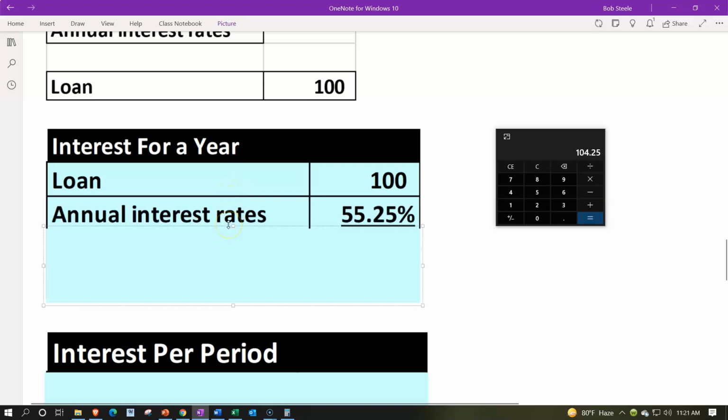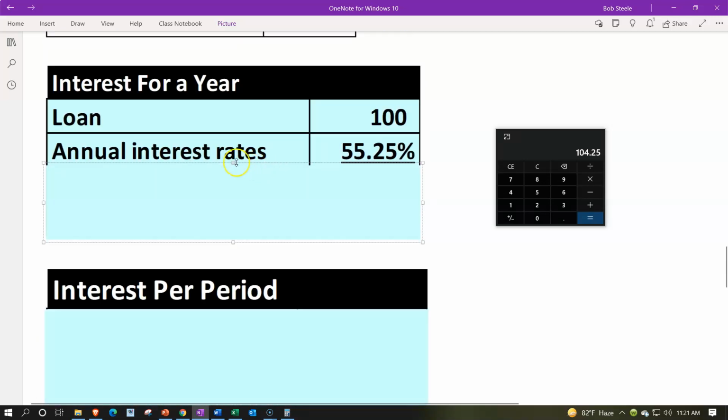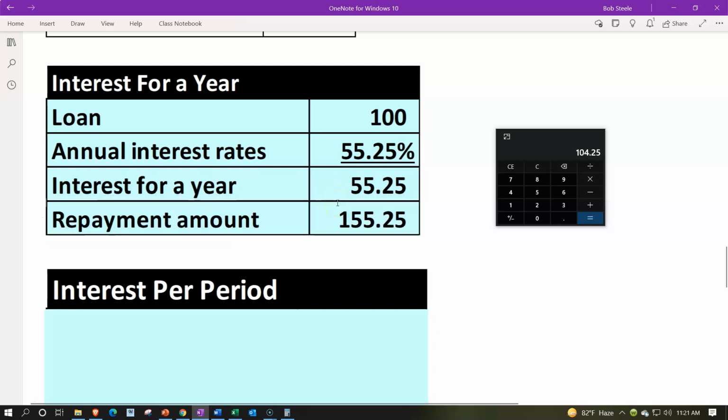And we can also think about this a few different ways. If we took the annual rate, the $100 times the 55.25%, this would be the amount if the $100 were held for the entire year. It's not; it's only a 4-week loan. But if it was for the entire year, that would cost us $55.25, which again would be quite significant if it was a year-long loan because you're paying back over half of the loan amount.